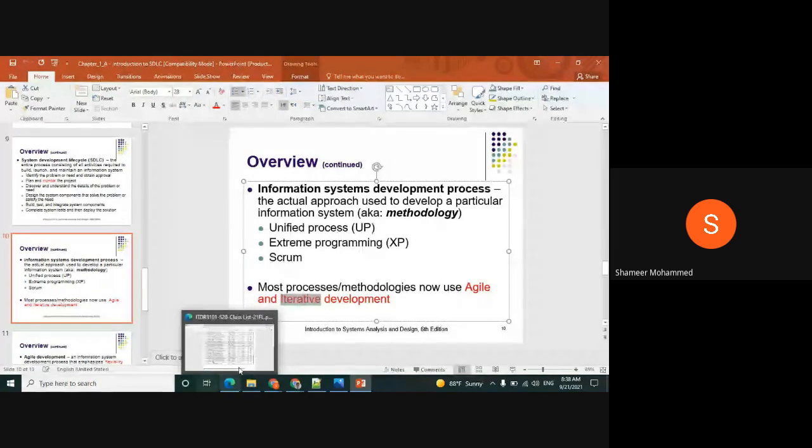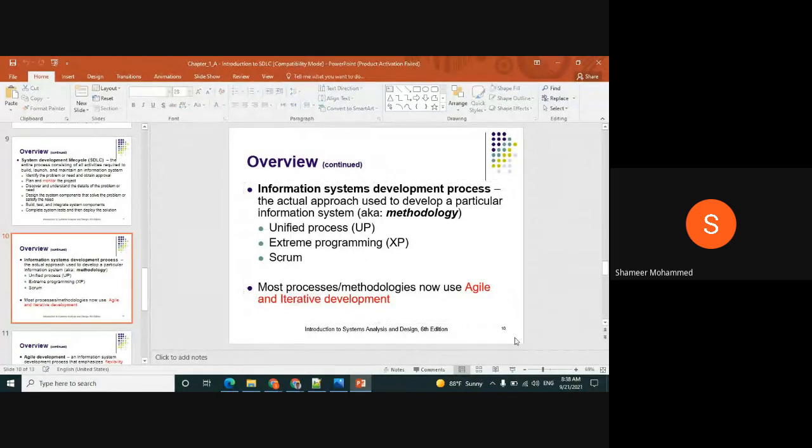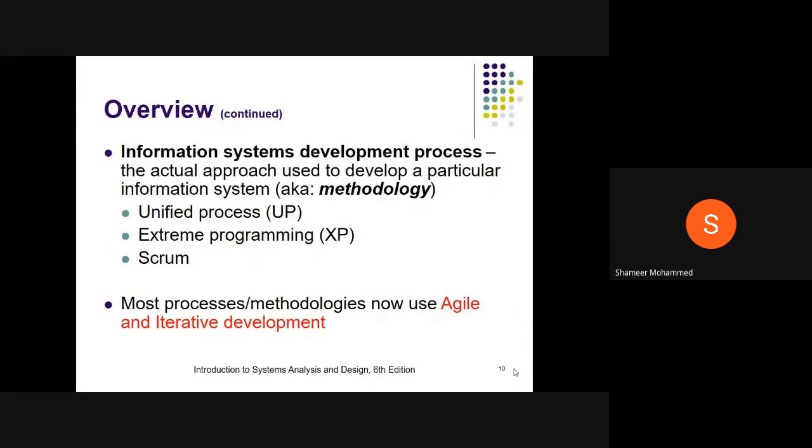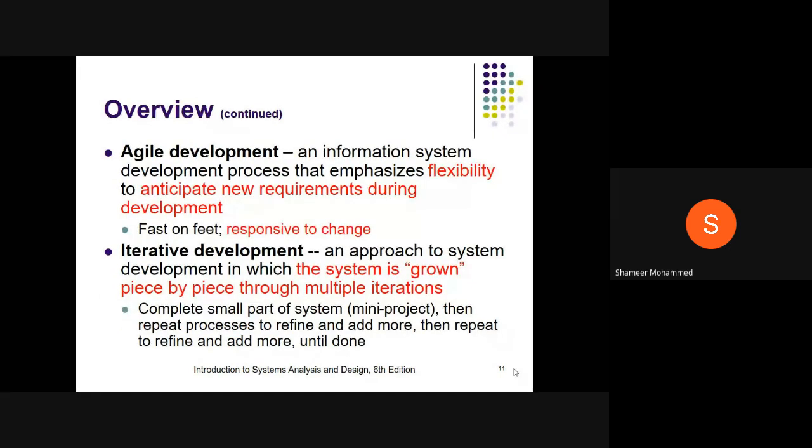What is agile and iterative development? That we are going to discuss in the remaining topics, in the remaining slides. These are mostly used nowadays. So what is this agile? You will have the flexibility to anticipate new requirements during the development. That means you can be very free to make changes.